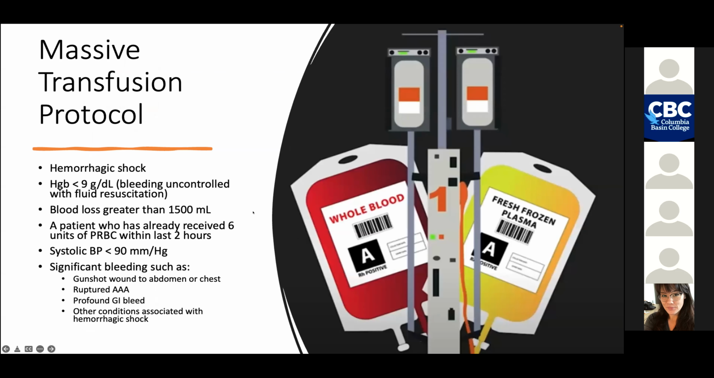So I looked up the policy for CADLEC, and it tells you exactly when you would use this, specifically for hemorrhagic shock. Also, if hemoglobin is less than 9 and with bleeding uncontrolled with fluids, or if there's blood loss greater than 1,500 milliliters, and if a patient has received 6 units of packed red blood cells in the last 2 hours and their systolic BP is still less than 90, any significant bleeding like a gunshot wound to the abdomen or chest, ruptured AAA, profound GI bleed, and any other conditions with shock.